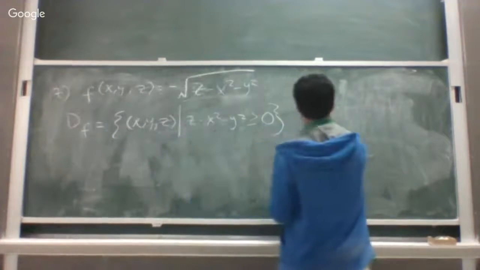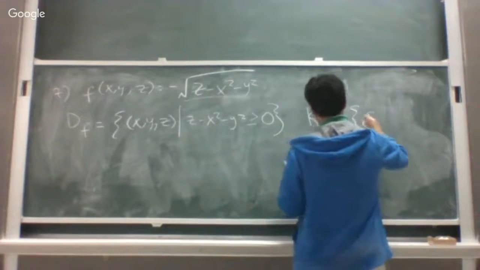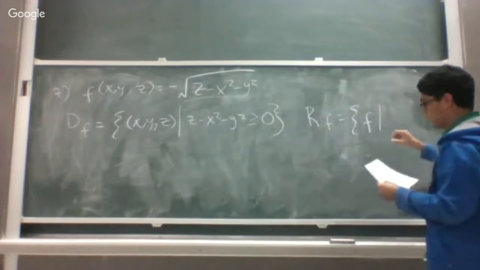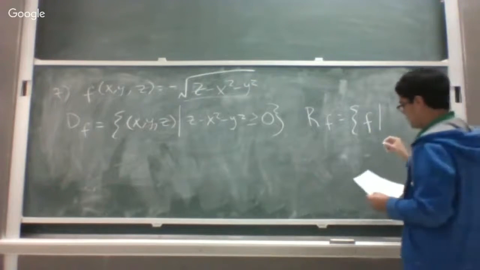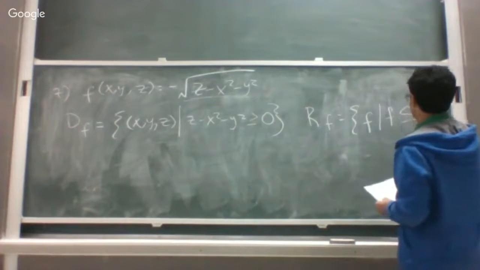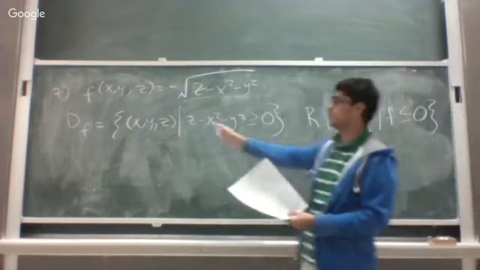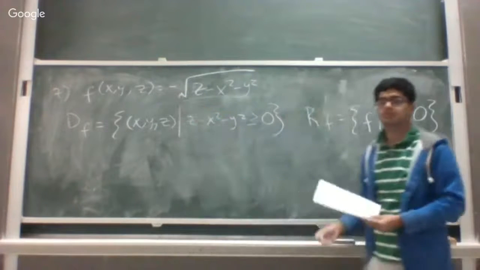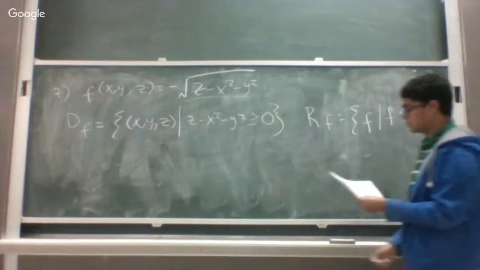The range is all the values that the function can be. And what would it be in this case? Yep. Less than or equal to 0 because we have a negative sign. So if there was no negative sign, it'd be all positive or equal to 0.